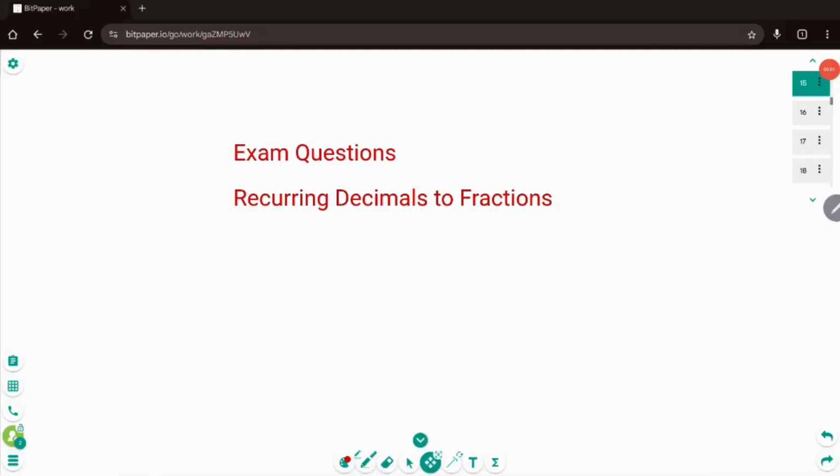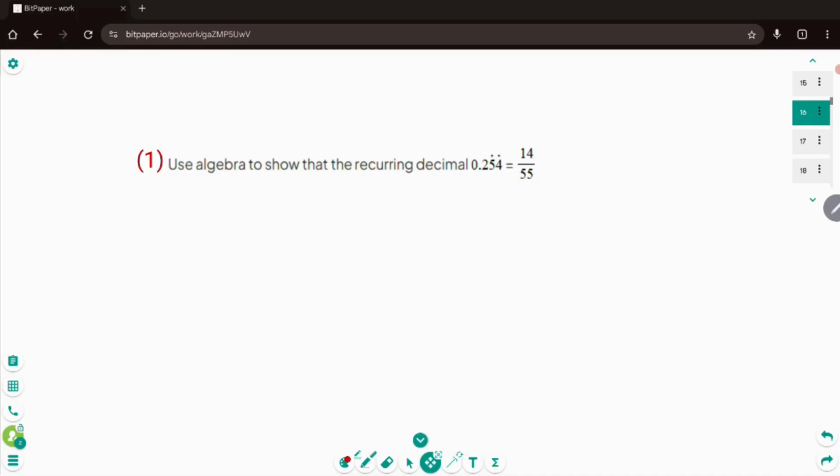Let's look at some exam questions on the topic of recurring decimals to fractions. You may have watched the revision video. So now we're just going to look at typical exam questions set by the IGCSE exam board. Here's the first one. Maybe have a go, put me on pause, and then see if you got it right.